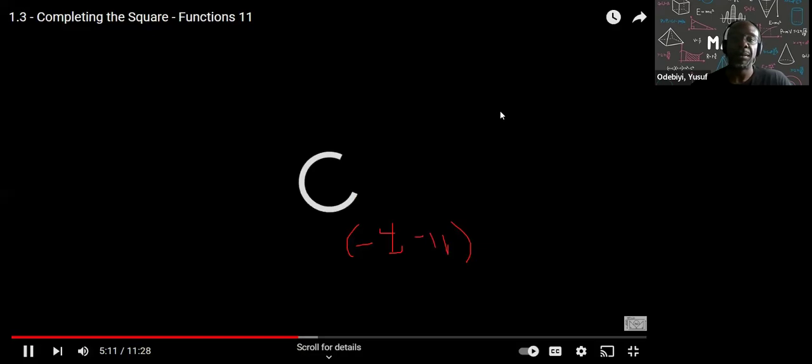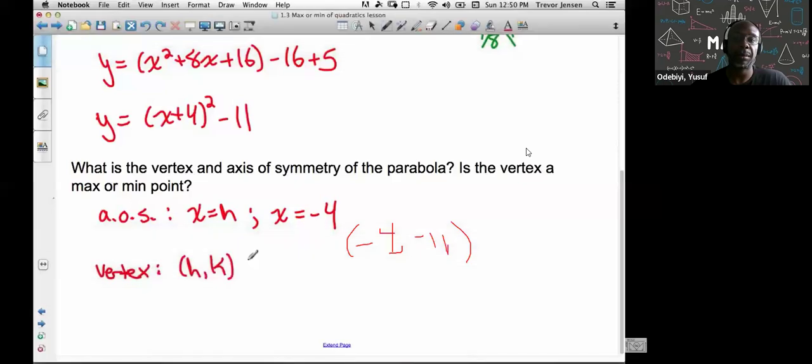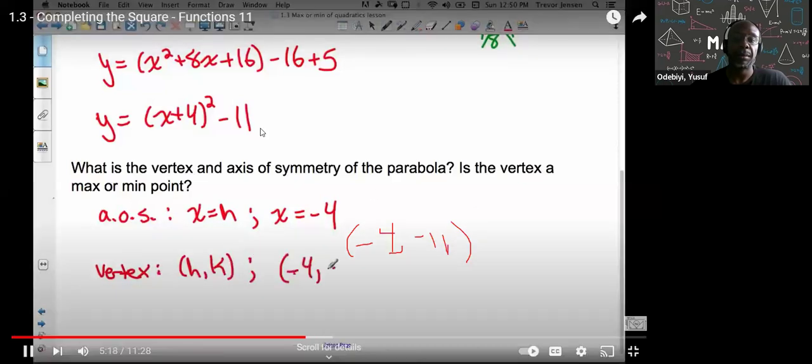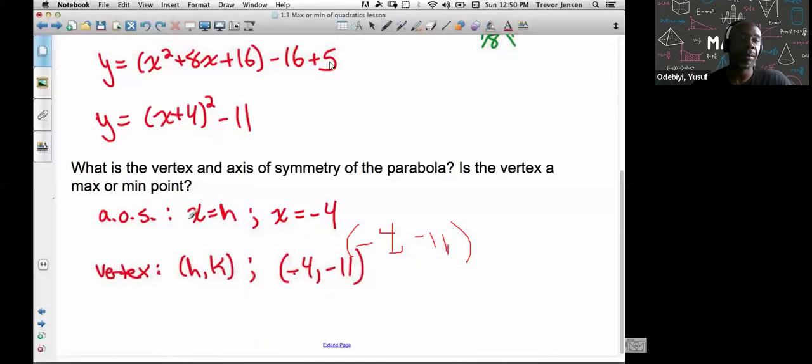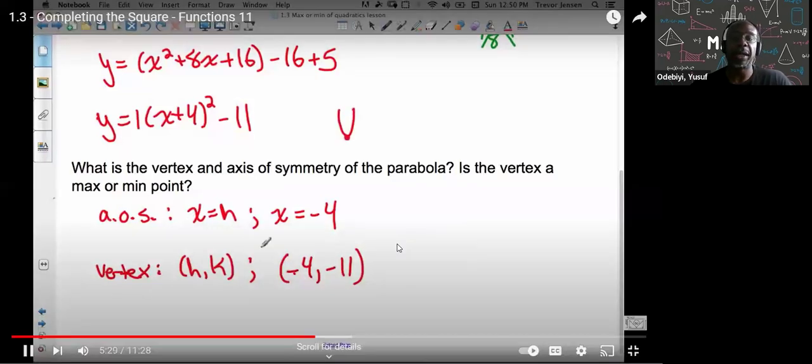The vertex is always (h, k). And in this case, our h is -4 and our k is -11, so the vertex is at -4, -11. Is the vertex a max or a min point? Since our a value is +1, that means the parabola opens up, which means the vertex is at the bottom of the parabola. Okay, so you guys get that, right? In this case, it is a min because it opens up like that.